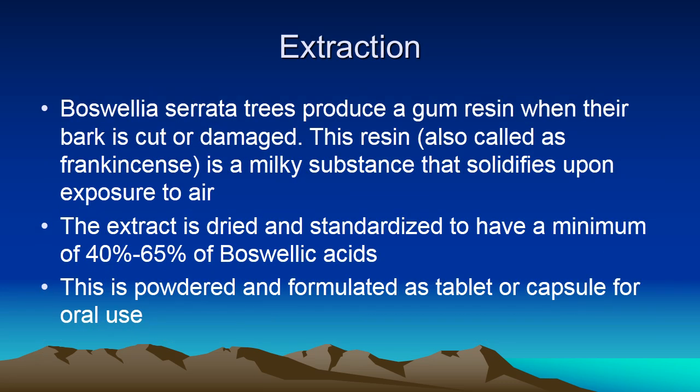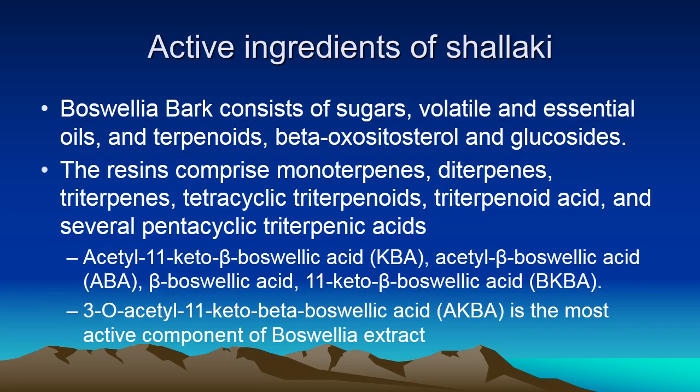Extraction is done, that is, gum resin is extracted when the bark is cut or damaged, and this resin, frankincense, is a milky substance that solidifies upon exposure to air. The extract is dried and standardized to have a minimum of 40% to 65% of boswellic acids. This is powdered and formulated as tablets.